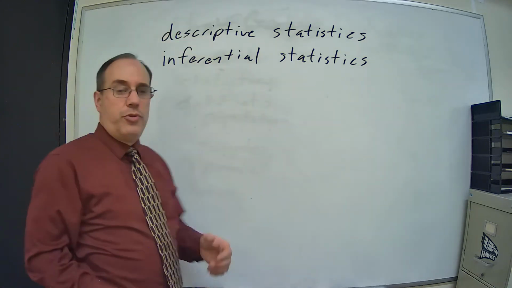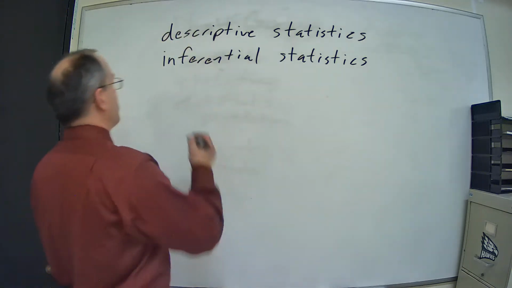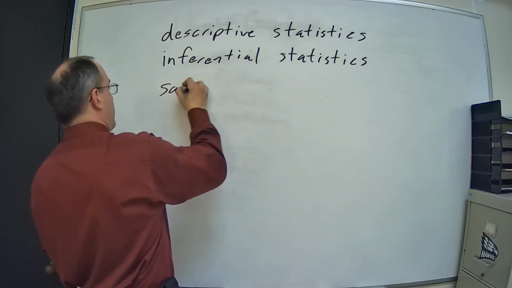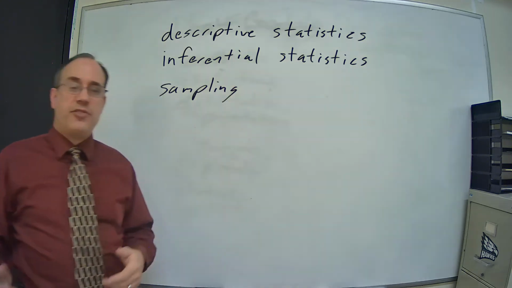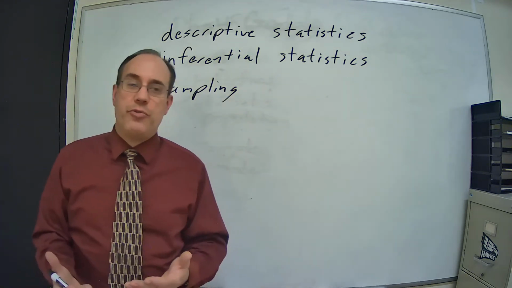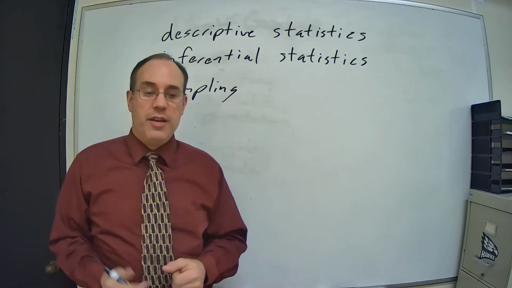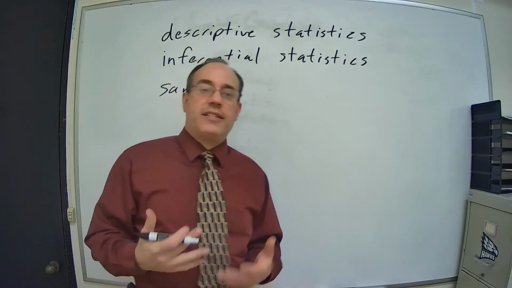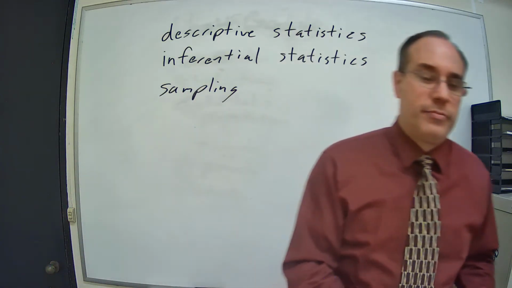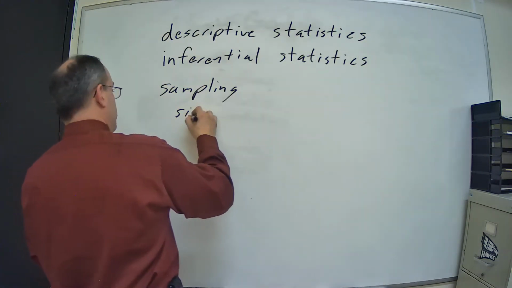So let's get into sampling, right? Section 1A, sampling. Let's talk a little bit about sampling. Sampling is the manner or method that we use to get our sample, that subset of the population. So we're going to talk about 6 different ways that we can get that sample. The first one is simple random sample.